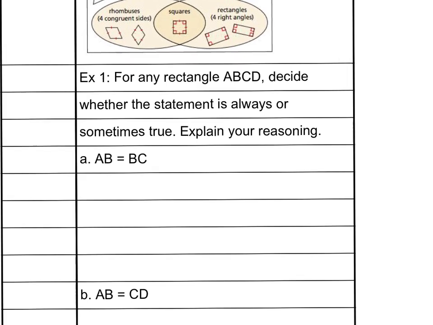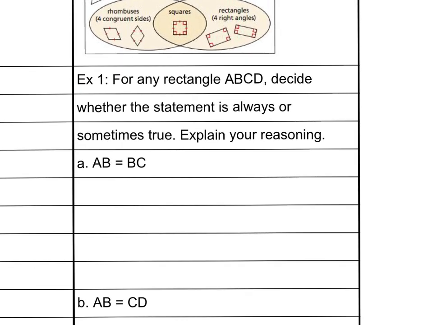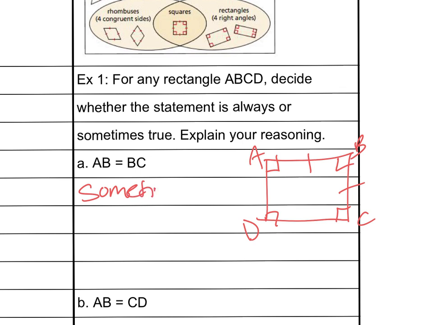So for example 1, it says, for any rectangle ABCD, decide whether the statement is always or sometimes true and explain your reasoning. So if I go ahead and draw a rectangle and name the vertices A, B, C, D, we know that they have 4 right angles from the definition of a rectangle. The first one says AB is equal to BC. That doesn't always have to be true because those are adjacent sides, so this would be sometimes true. And if this was a rectangle that had 2 adjacent sides that were equal, this would be a square.